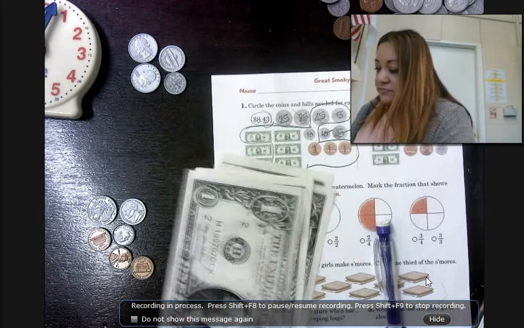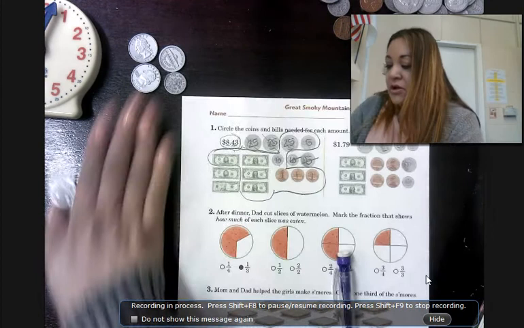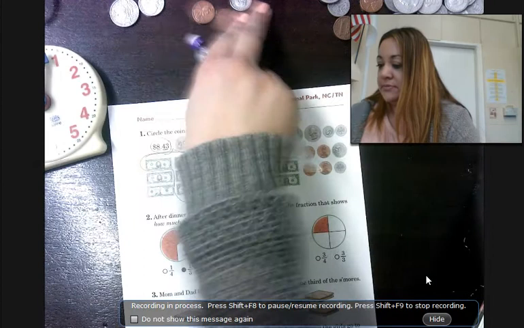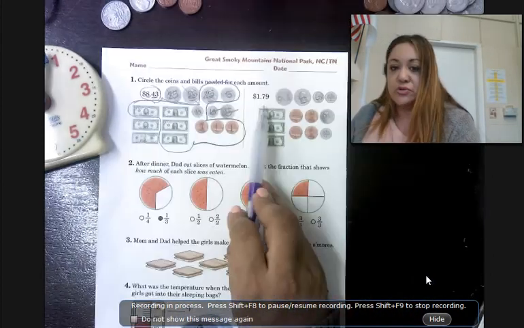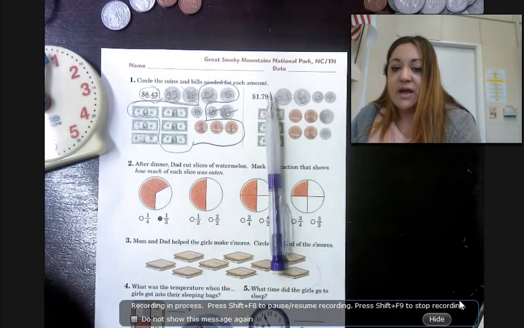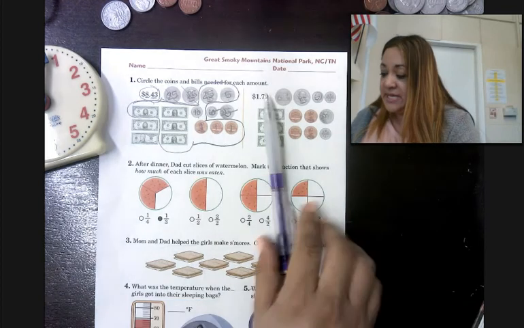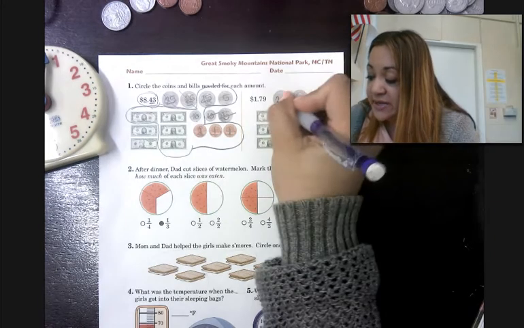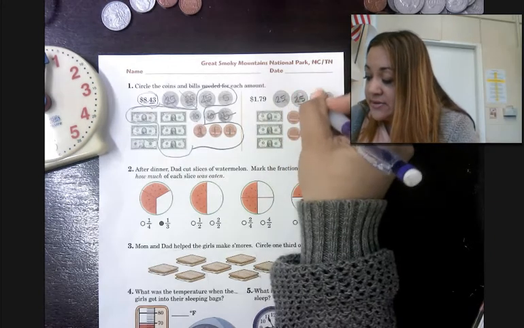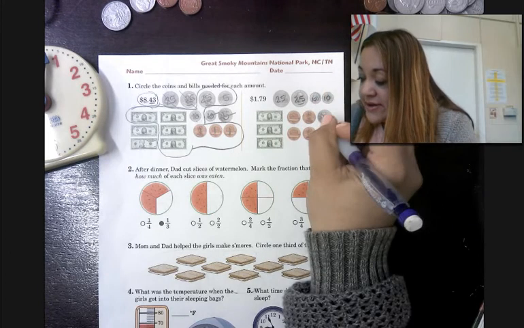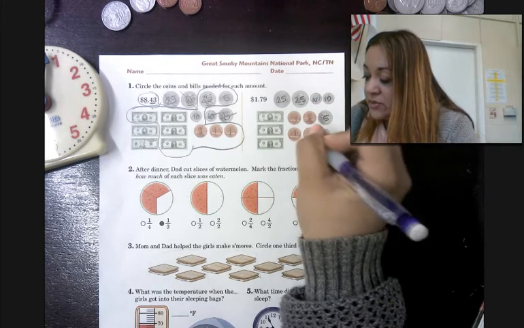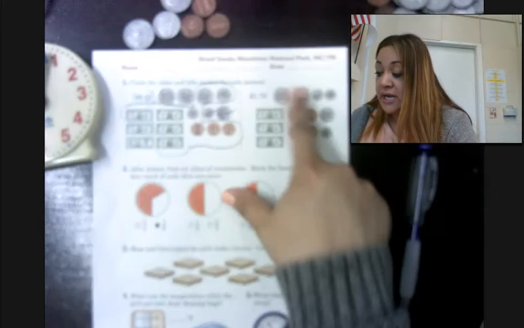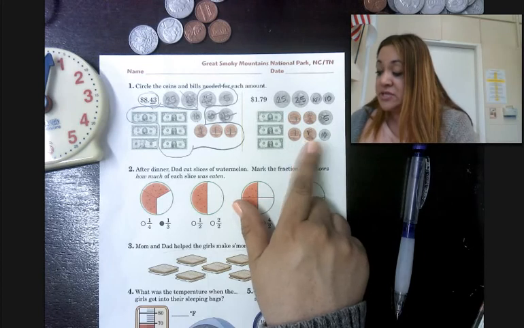So the next one right here, I'm gonna move all my change and give myself some room. Make room for math, people. Okay, so I have $1.79. Again, I'm gonna count my change. I like to label it. I have 25, 25, 10, 10, 5, 10, 1, 1, 1, 1. So again, I could use my coins if I want, or I could use this, but I like to label it. So let's take our time and label it.